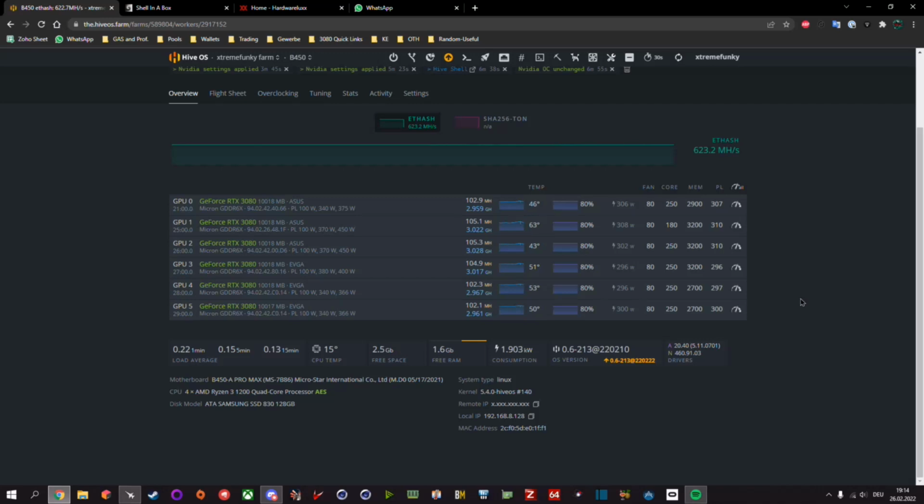And with these settings, yeah, you can see it. Just put it in any calculator that you have and calculate the figures, and you will see this gives you the most profit.